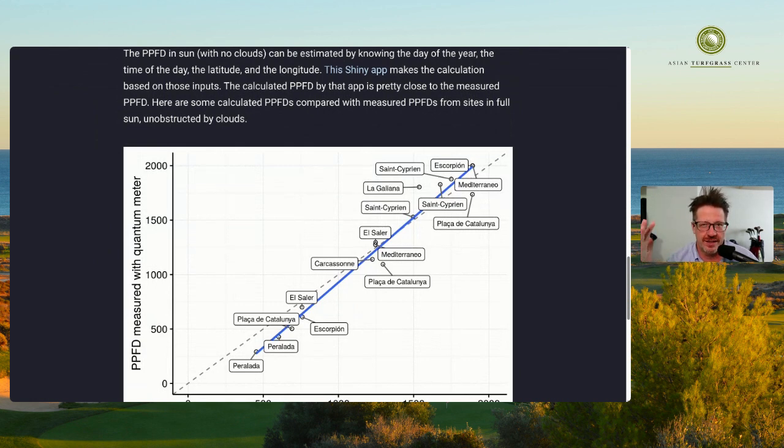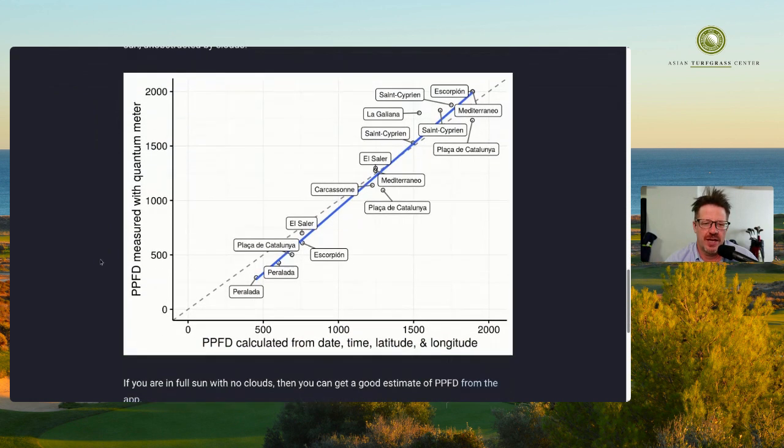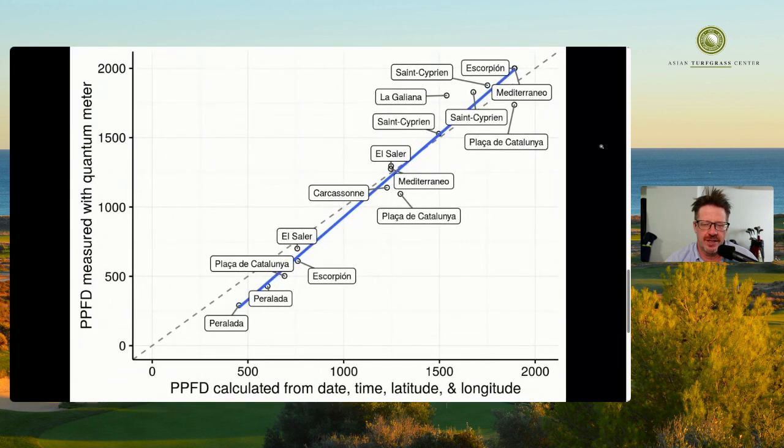So I calculated what the photosynthetically active radiation should be at that location, and then I compared it with what I measured. And I showed it in a chart, and that chart in the blog post, which you might be interested in checking out sometime, shows on the horizontal axis the calculated photosynthetic photon flux density. And on the vertical Y axis, it shows what I measured with the quantum meter. And it is a linear relationship that is very close to a one-to-one relationship.